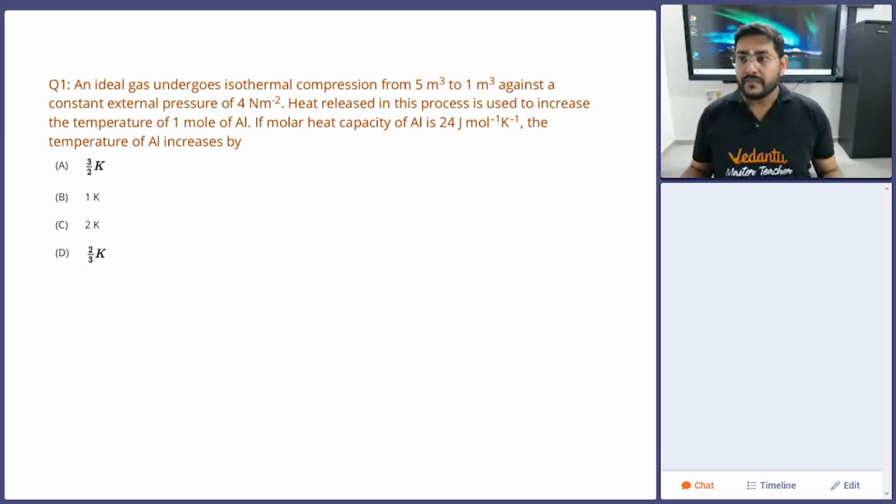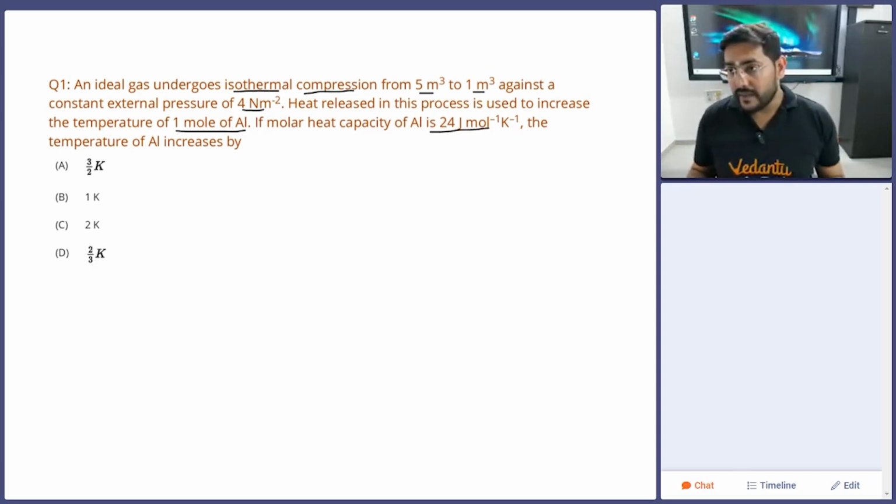So here's the first question of the chemistry. First of all, read this question. An ideal gas undergoes isothermal compression from 5 meter cube to 1 meter cube, so V final is 1 meter cube, V initial is 5 meter cube, against a constant external pressure of 4 Newton per meter square. Heat released in this process is used to increase the temperature of 1 mole of aluminium. If molar heat capacity is given, the temperature of aluminium increases by what? So it's a very simple question.